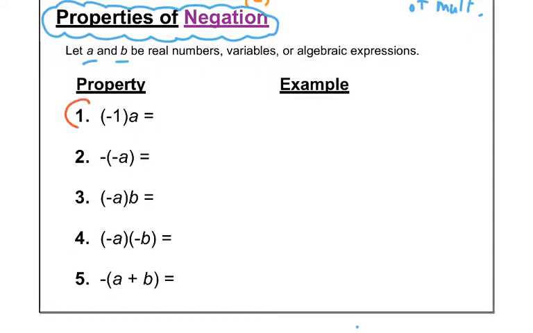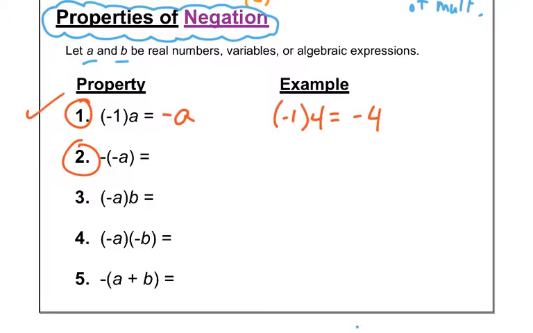Property number 1. If I take a number A or an expression A and I multiply it by -1, that's the same thing as just saying negative A. For example, if A is 4 and I multiply by -1, I just get the opposite of A, I get -4. So multiplying a number or an expression or a variable by a negative number just makes it negative, or it changes its sign. Check.